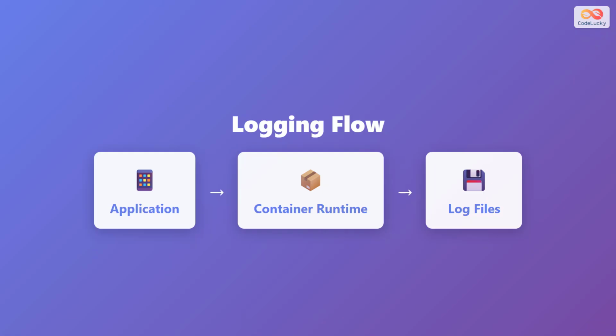Here's how the logging flow works in Kubernetes. First, your application writes logs to Stdout or Stderr. Next, the container runtime intercepts these streams and captures the log data. Finally, the runtime stores these logs as files on the node's file system. This three-step process happens automatically for every container running in your cluster.